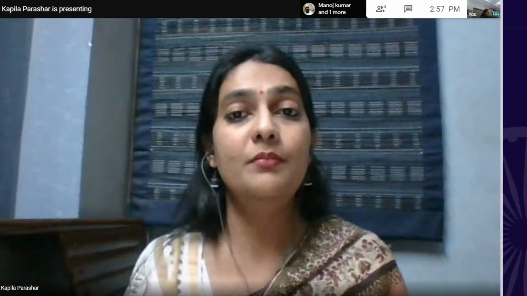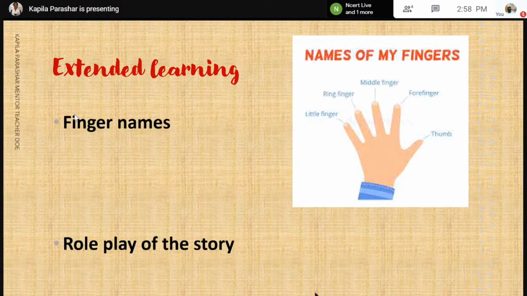Then if we want to extend learning further with this chapter, because we have made finger puppets in the previous activity, students could be made aware of names of different fingers. Generally students are not aware of this. So using these finger puppets, the teacher could draw their attention to the names of various fingers. Another activity that could be done after the story is creating a role play of the story and enacting various characters of the story. Even baby sparrows could be turned into characters here, and they could be given dialogues using the imagination of the students. That's fun. Sounds fun.